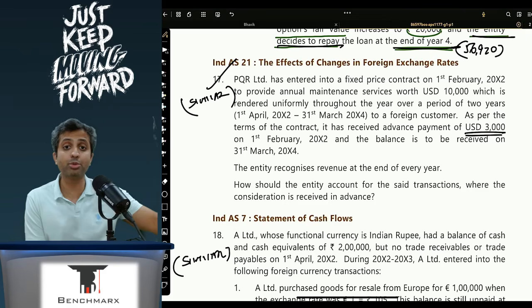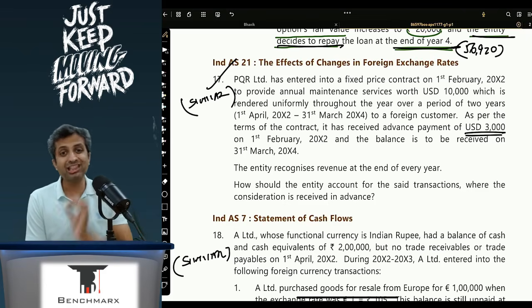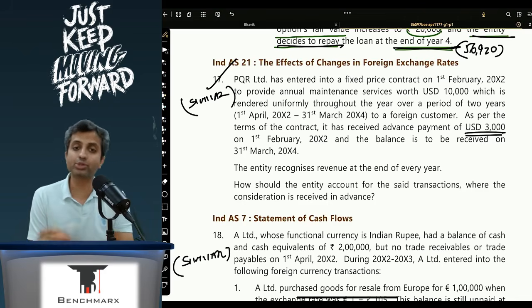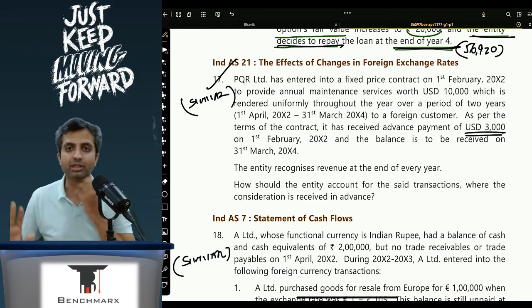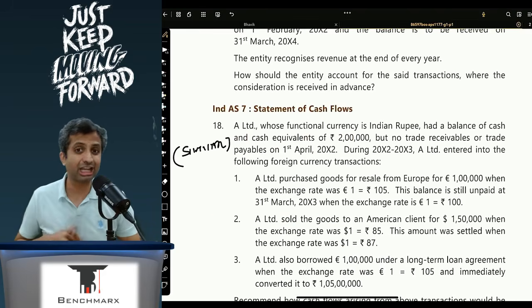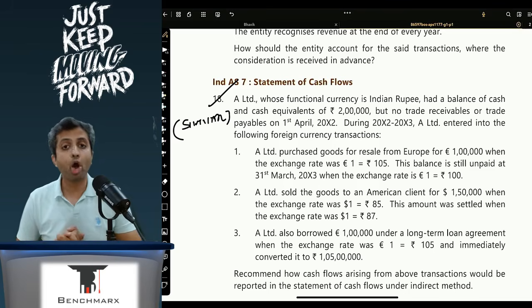So $3,000 will be converted at the rate on 1st of February, that is the rate of the advance, and the remaining $2,000 will be at the rate on 31st March 2003. The remaining $5,000 will be at the rate on 31st March 2004, assuming the revenue is recognized at the end of the year. So that's about it for question number 17. Similar to question number 8 of your foreign exchange section, if you have done. Question number 18 is similar to question number 14 of your cash flow statement.